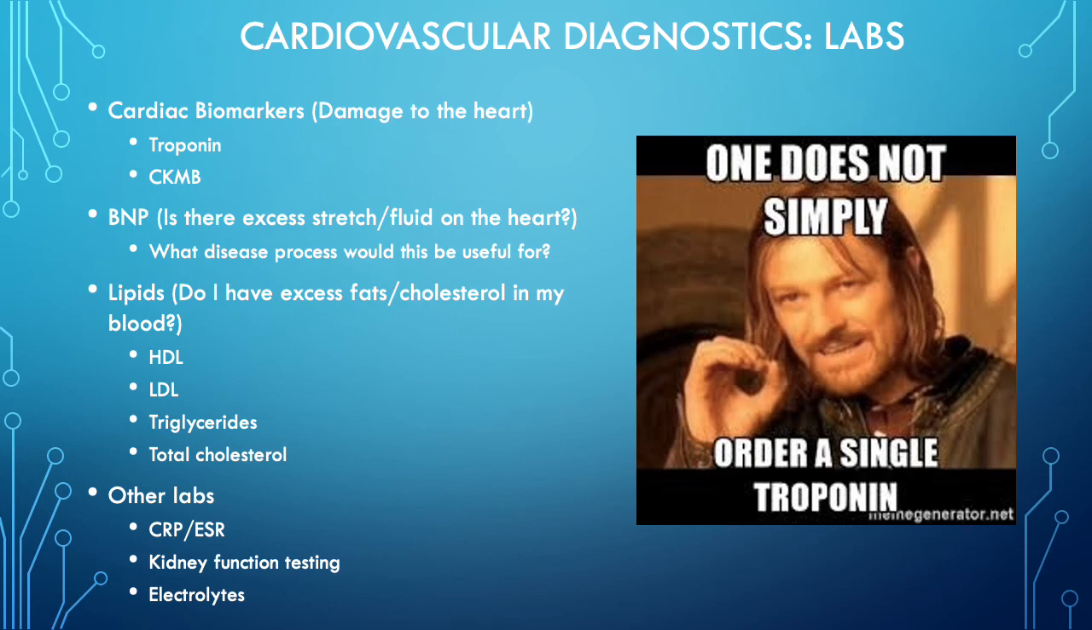So there's a couple of cardiac labs that we'll definitely be discussing more later, but we always want to think about how the cardiovascular system fits in a whole and how we're going to diagnose some of these cardiovascular conditions we're talking about. So when we're talking about MI and someone having an acute coronary syndrome, we're going to be looking at cardiac biomarkers. These are going to tell us about damage to the heart, so our troponin, our CKMB.